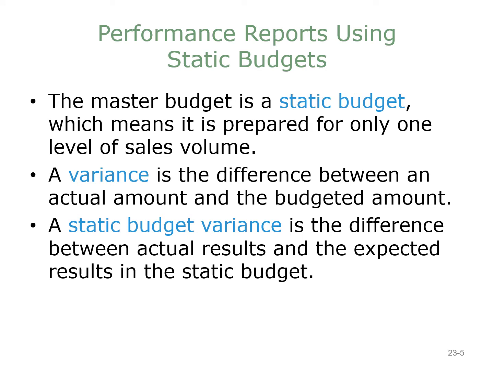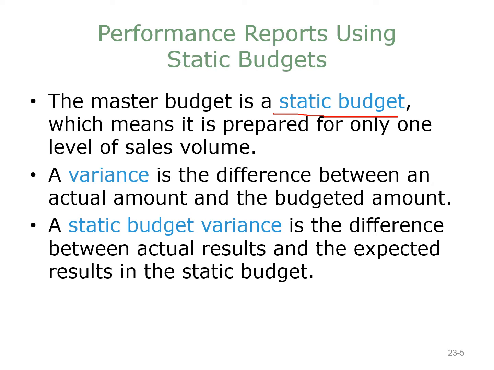Performance report using static budget. The master budget is a static budget, which means it is prepared for only one level of sales volume. Static means we are stuck with one number. I expect that the sales next year will be 100,000 units, so I prepare the budget based on those 100,000 units. This is a static budget, which means we are not preparing a budget for different levels of expected sales. This is why we call it a static budget.